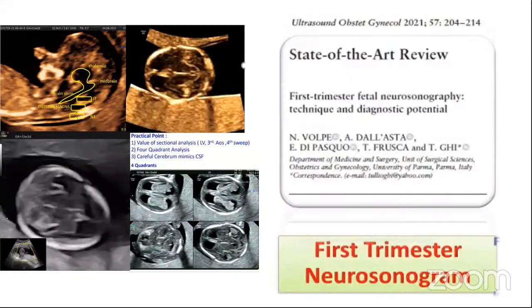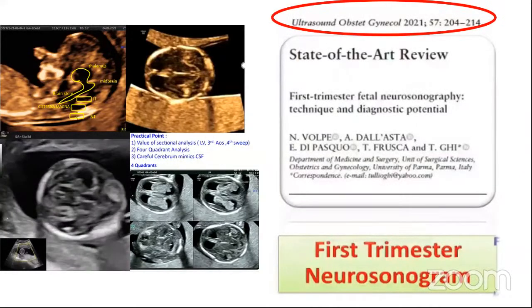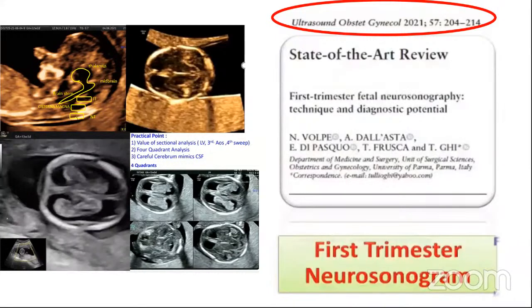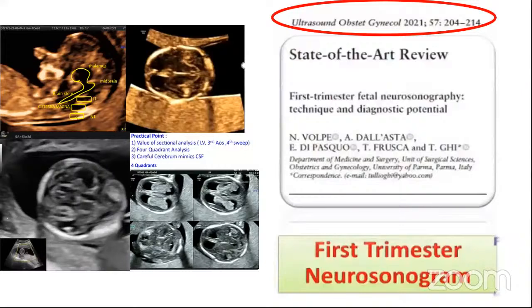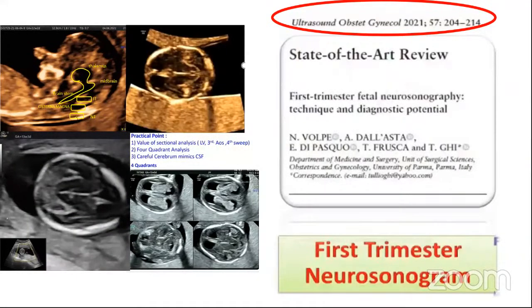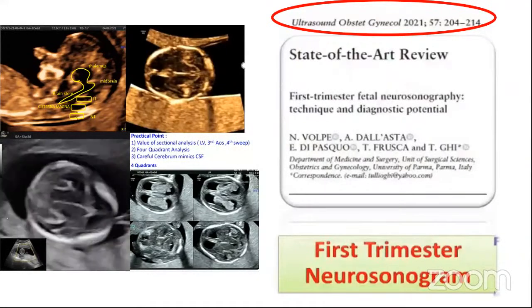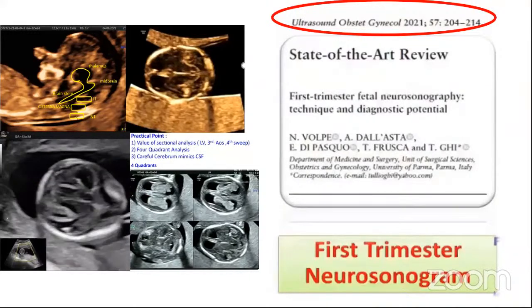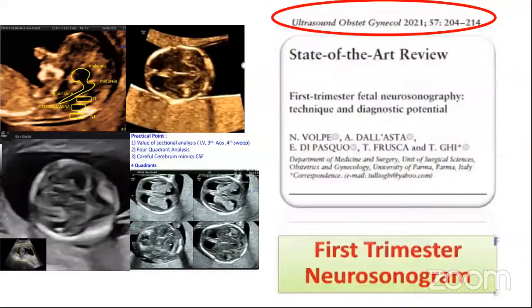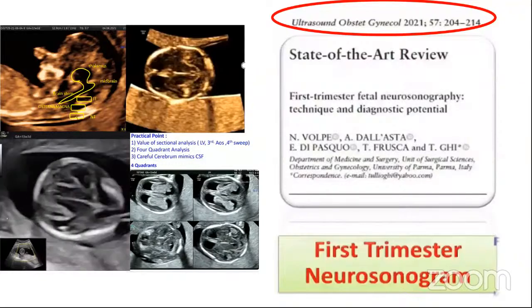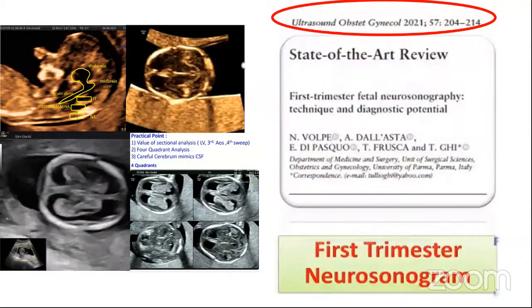And this recent study is a state-of-the-art review, which was published in 2021. It denotes that we have come a long way from just assessing NT for Down syndrome to now doing a detailed neurosonogram in many planes, axial as well as coronal. And it's an insight into what the future holds and stresses upon the fact that the first trimester scan is a real window of opportunity to diagnose most of the problems.